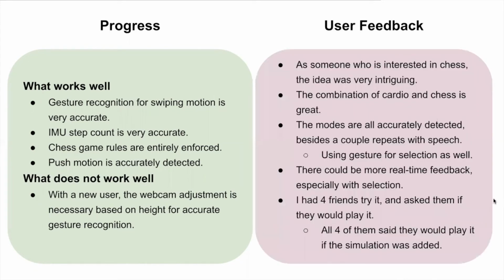For the user feedback, as someone who was interested in chess, the idea was very intriguing to the last user. The combination of cardio and chess was a great idea. The moves were all accurately detected, besides a couple repeats with speech. And he was suggesting using gesture for selection as well. There could be more real-time feedback, especially with selection, he said.